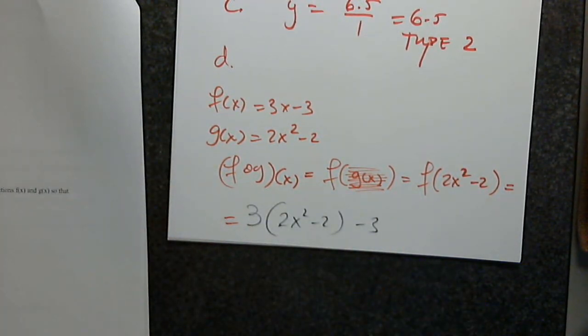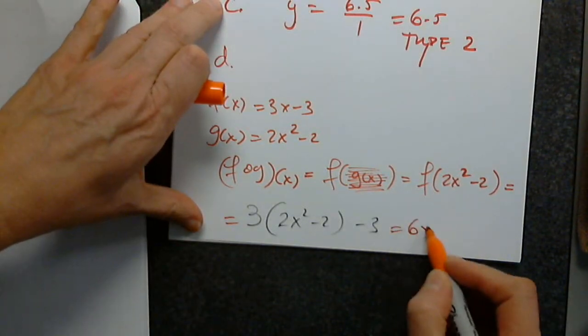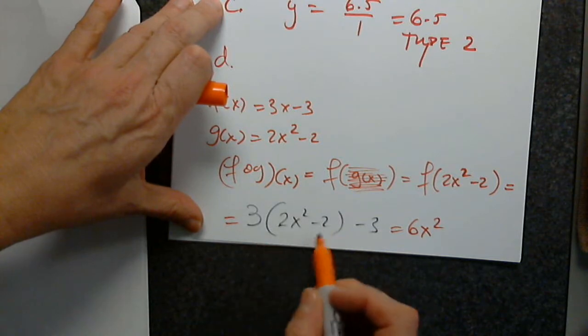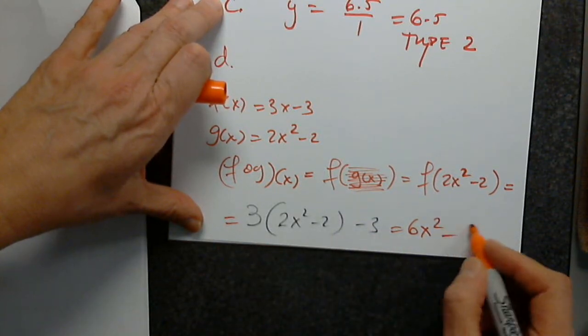And I have to simplify this. I have to distribute 3. There is no division. This is not an equation, so I cannot simply simplify. So we have 6x squared minus 6 minus 3, which is minus 9.